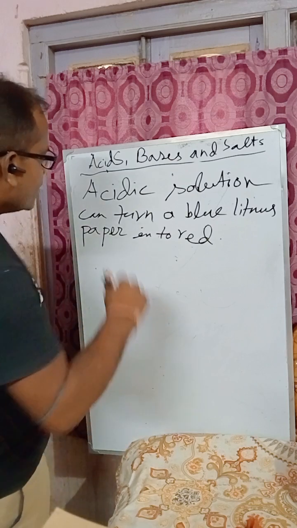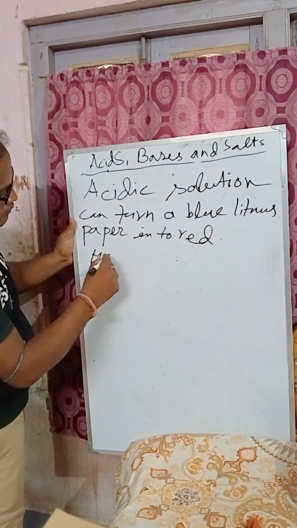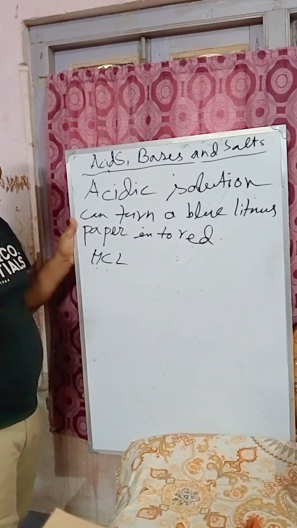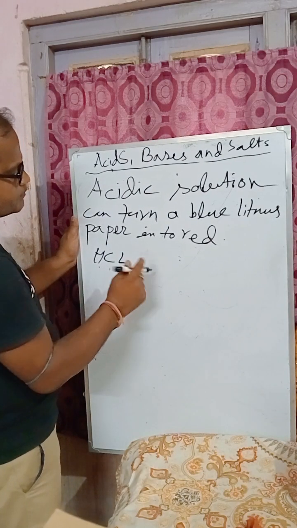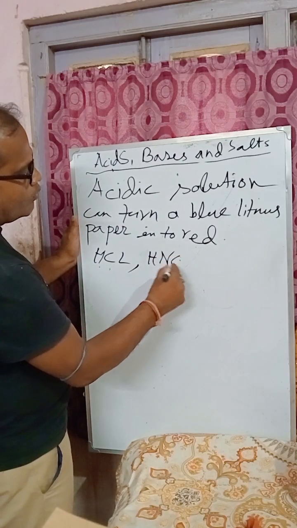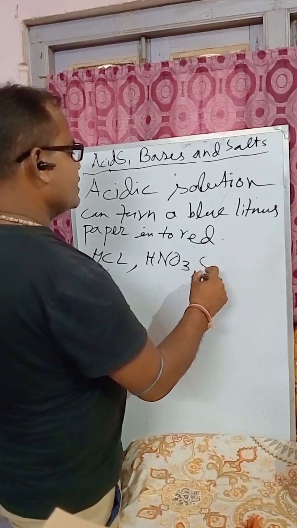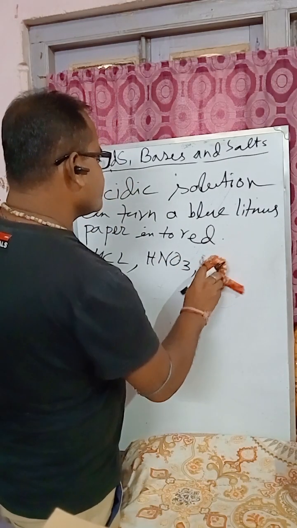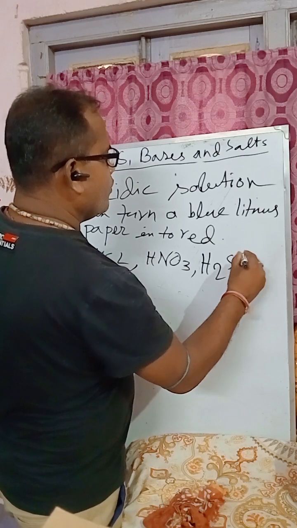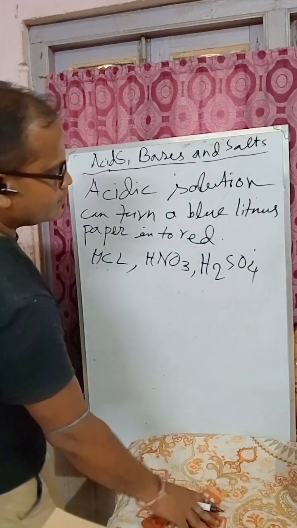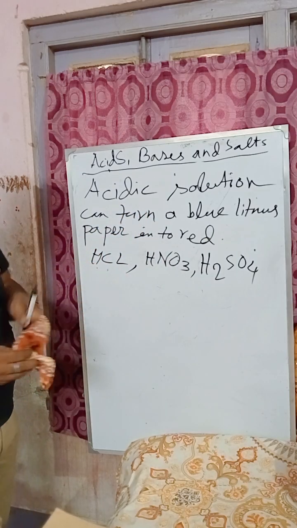If you are told to give the chemical names of acids, we can call them HCl. Then we can say HNO3, right? Then we can write H2SO4, right? H2SO4. Clear? Understood? Okay.